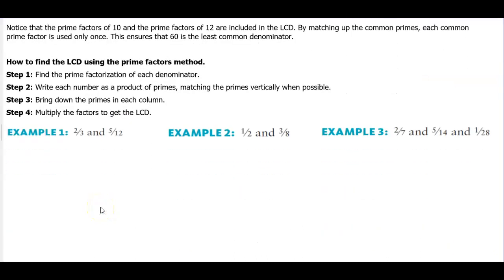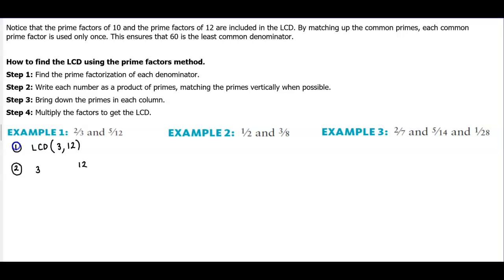So let's take a look at this first example. What we want to do is find the least common denominator between the two denominators of these fractions. You have 2/3, so we have 3, and then the other denominator is 12. If we wanted to write this in prime form, we know that 3 is already prime, so that's the prime factorization for 3.